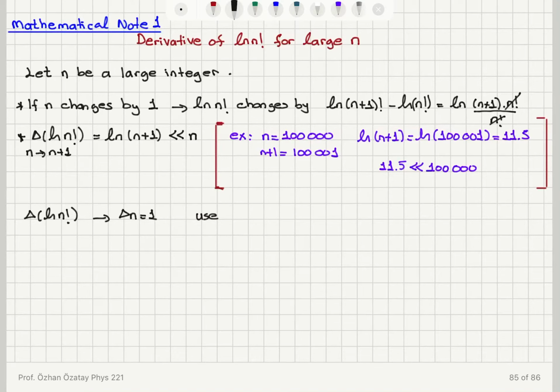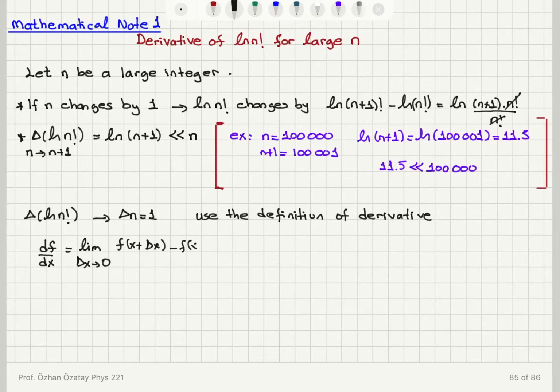to use the definition of derivative in order to approximate the derivative of natural logarithm of n factorial with respect to n for large values of n. So using the definition of derivative, what is the definition of derivative? df dx is the limit as delta x goes to 0, f of x plus delta x minus f of x divided by delta x.